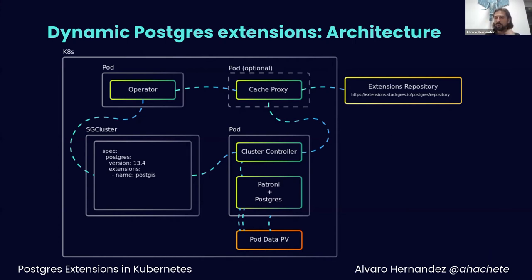Finally, there's an optional component, which is a cache proxy that will allow you to cache extensions locally, so that if you need to download the extensions on many, many clusters, you can cache them locally. And this is also provided as part of the open source software.